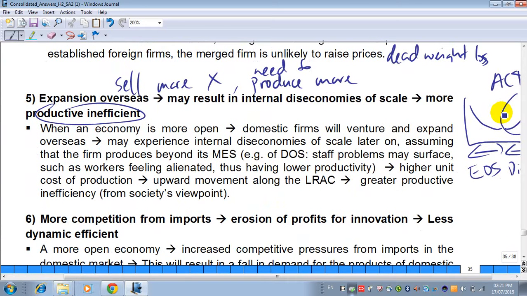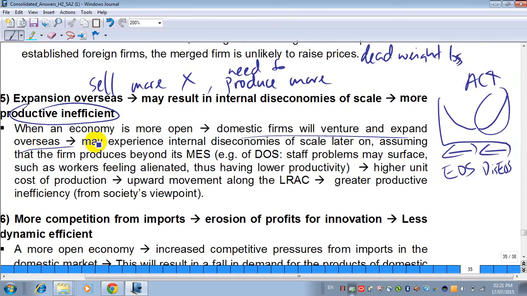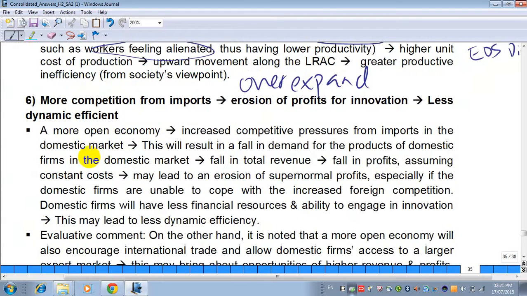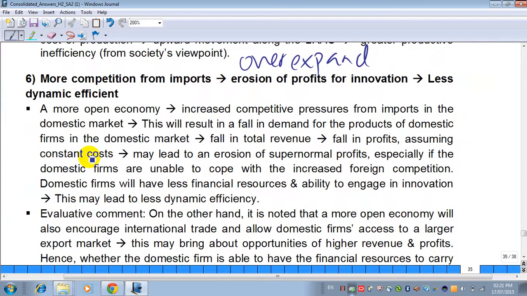So let me go through this part. When the economy is more open, they will venture and expand overseas. It's possible that they enjoy internal economies of scale. That would be very possible. But it's also possible that they may overexpand, to the point where they start to suffer from internal diseconomies of scale. Staff problems may surface, workers feel alienated, thus having lower productivity, causing the average cost to go up, causing internal diseconomies of scale.